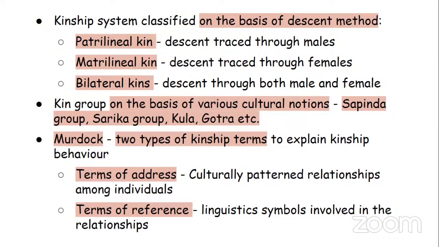And one thing we can connect to terms of reference is that sometimes we can use a single term to address more than one kinship relationship. For example, in Kerala, we call our mother's brother mama. Then we also call our father's sister's husband mama. That title mama is not only limited to my mother's brother, but we use that term to refer to other persons also. So in some cultures, a single term of reference can be used to refer to more than one relationship.